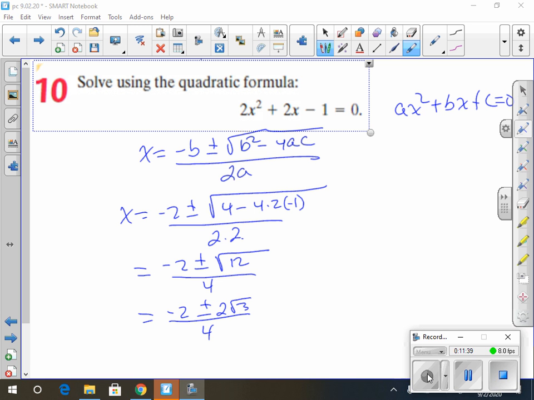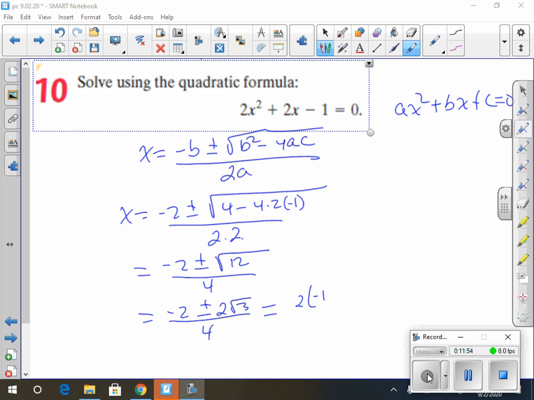I went ahead and skipped a couple steps here. You can go back and look at them if you need to, but here's where it gets a little tricky. Sometimes when we cancel, we only cancel out of one number. Remember, it's got to come out of both those terms. We can pull a 2 out.